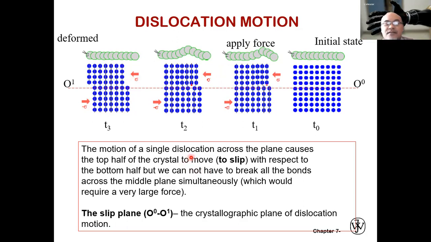The motion of a single dislocation across the plane causes the top half of the crystal to move, or we call it to slip, with respect to the bottom half. But we cannot have to break all the bonds across the middle plane simultaneously, which would require a very large force. The slip plane, O0 and O1, this one is the crystallographic plane of dislocation motion.